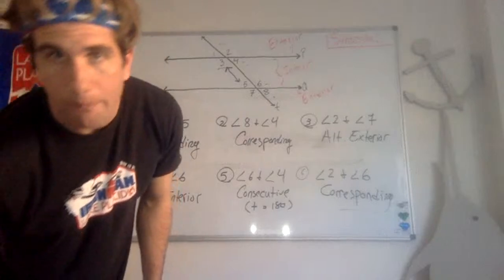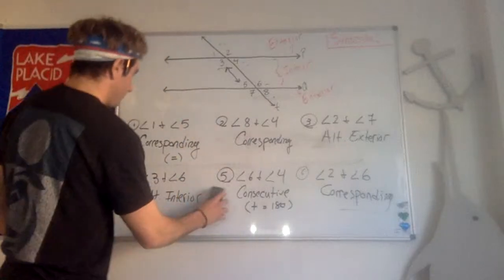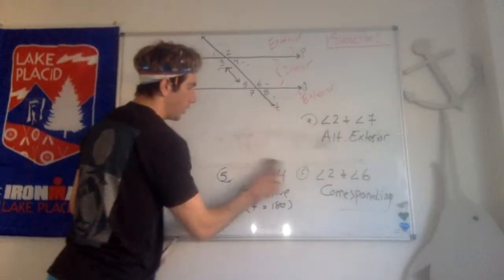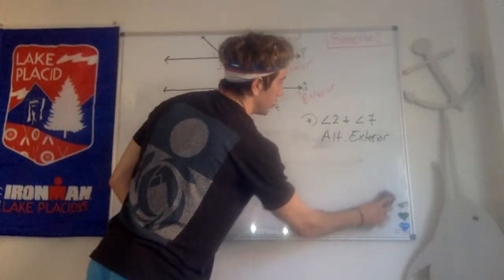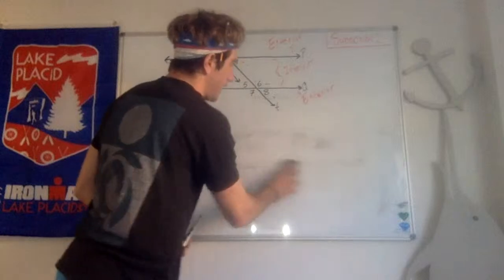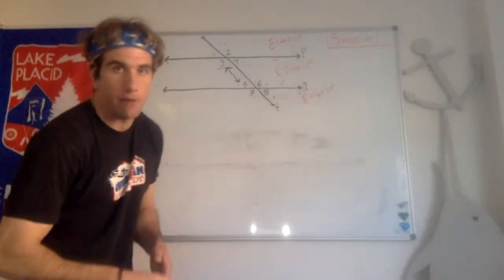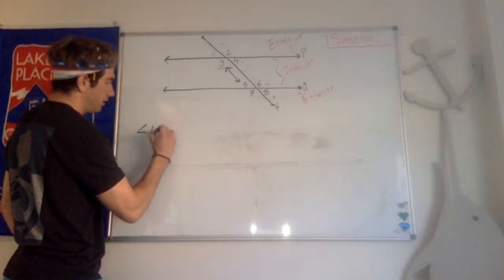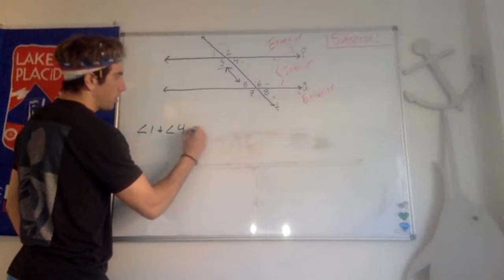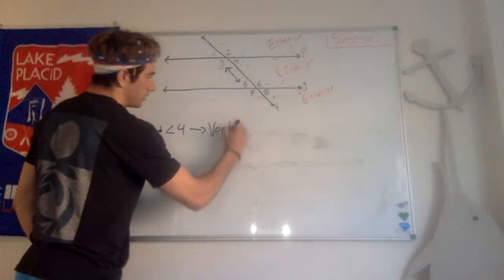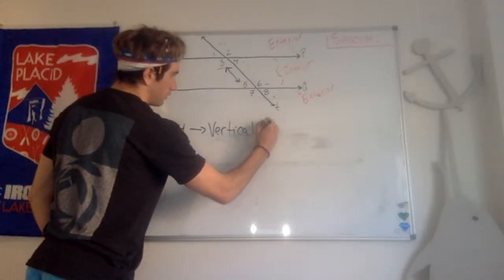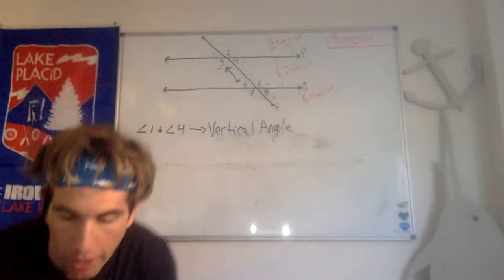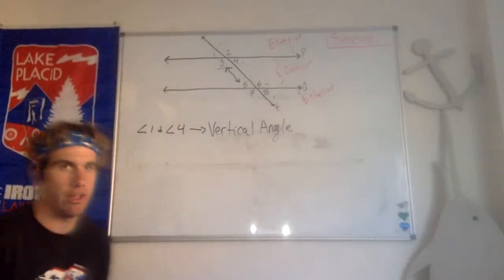All right, so let's wrap this up with 2 things. First thing, just really quick, copy this down. One more thing, because you're going to have this on your homework, and I don't want you guys to start freaking out that I didn't go over it. You ready? Angle 1 and 4, those are called vertical angles. Okay, that's a vertical angle. Just copy that down.